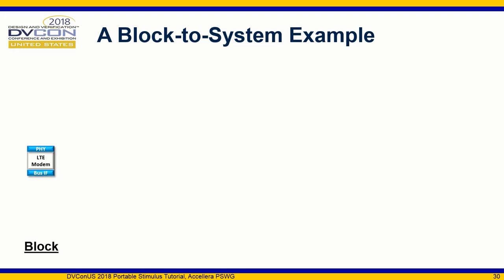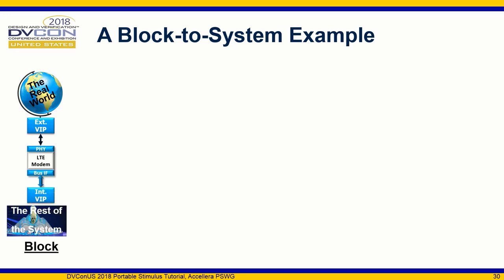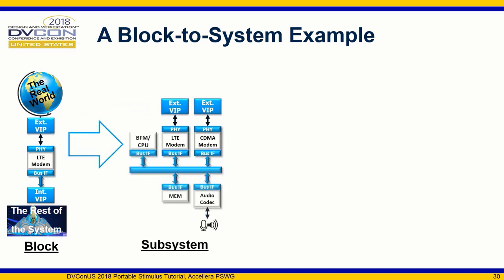So we have our block here, we have our modem, and again, we have the real world, the external stuff on one end, and the internal stuff, the rest of the system on the other. So we're going to go through how we're going to set this up, and then we're going to show you how you take that and reuse it in a subsystem.